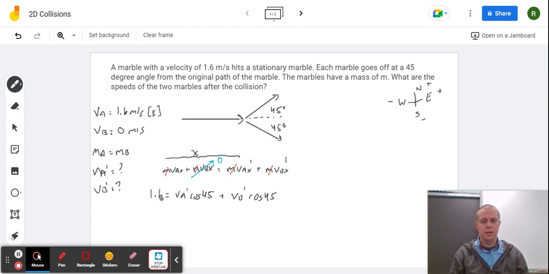And unfortunately, this is as far as we can go in the x. We have two variables, so there's no way to solve it from here. So we're going to have to take it over to the y side and do something similar. So we're going to make a conservation of momentum equation for the y side of things.